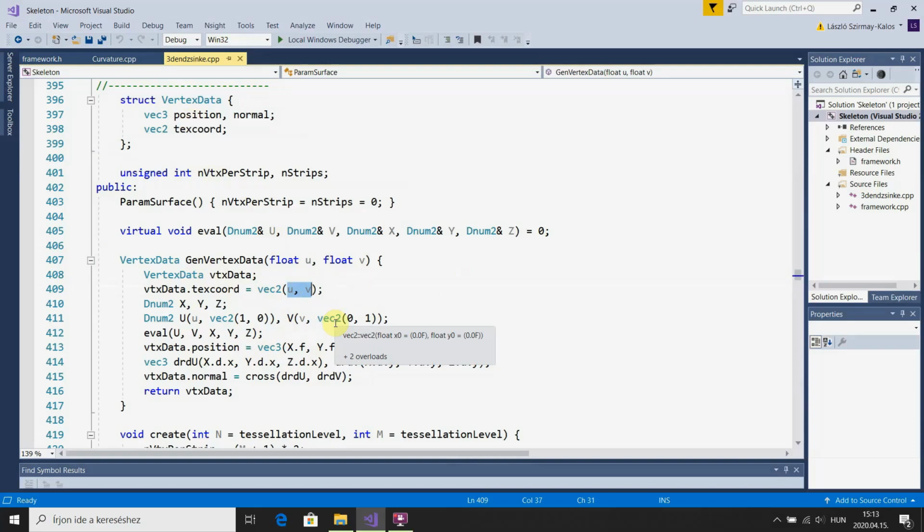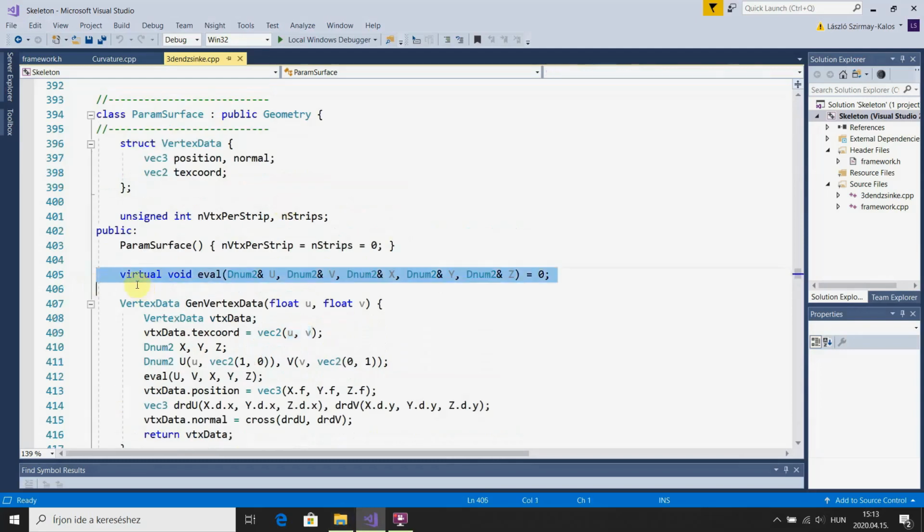Note that when we are dealing with the parametric surfaces in general, we do not know yet what the definition is of this parametric surface. We define a pure virtual function called evaluation that gets the u, v parameters and computes x, y, z Cartesian coordinates associated with the u, v parameters. On this level, this is a pure virtual function.